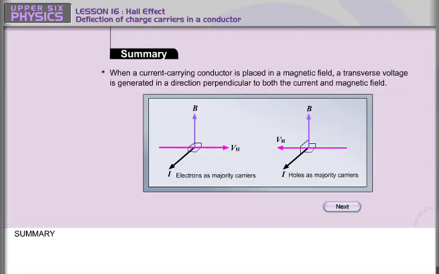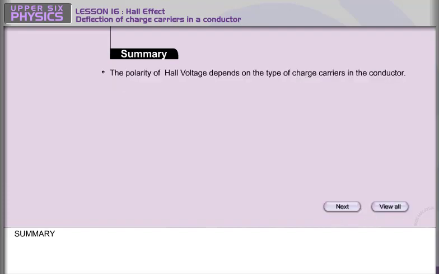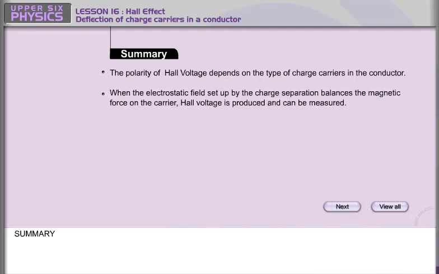Summary. When a current-carrying conductor is placed in a magnetic field, a transverse voltage is generated in a direction perpendicular to both the current and magnetic field. The polarity of Hall voltage depends on the type of charge carriers in the conductor. When the electrostatic field set up by the charge separation balances the magnetic force on the carrier, Hall voltage is produced and can be measured. This observation is known as Hall effect.